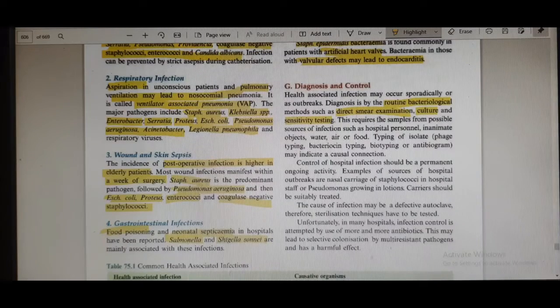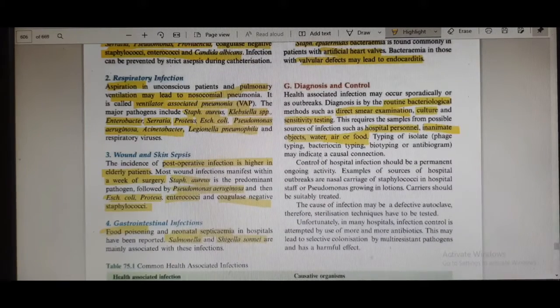So these are the different diagnostic methods used to examine the bacteria present in the hospital premises. This requires a sample from possible sources of infection like hospital personnel, inanimate objects, water, air, or food seen in the hospital environment. Typing of isolates, phage typing, bacteriocin typing, biotyping, or antibiogram are the different methods used to keep a record of the infections observed in the hospital environment.